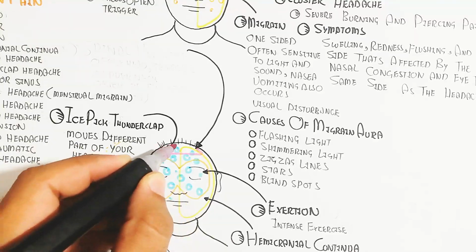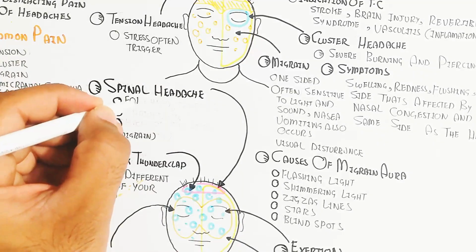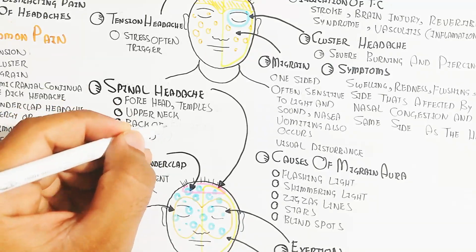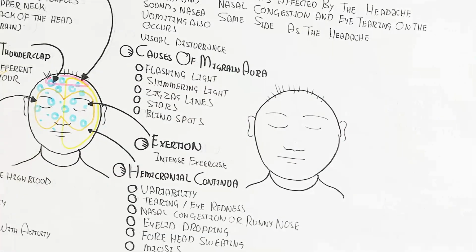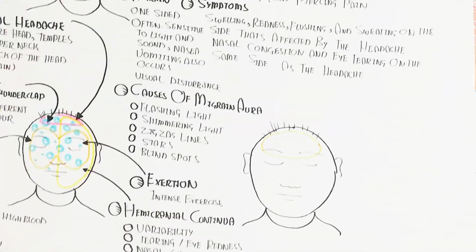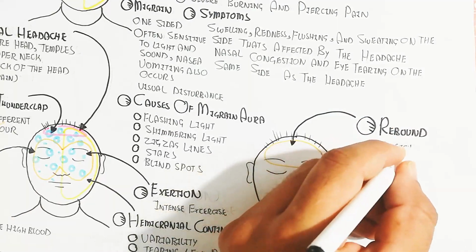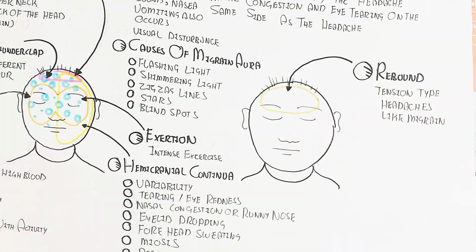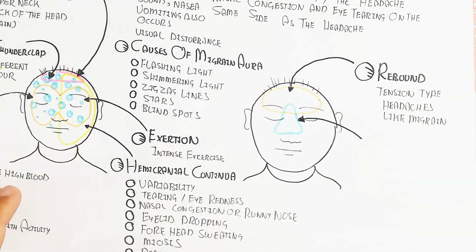Remember, like a thunderclap. On the other hand, the spinal headache is in the forehead, temples and upper neck also, and back of the head. The spinal headache is due to a spinal injury or some other problem, and this inflammation like encephalitis and other things. On the other hand, here is the rebound pain in the forehead, front of the forehead, which is due to tension type headaches and like migraine.